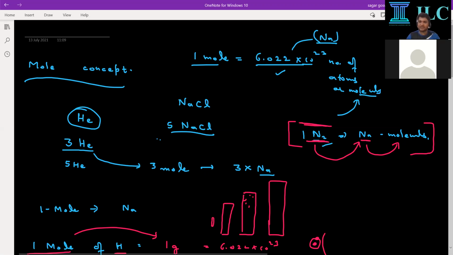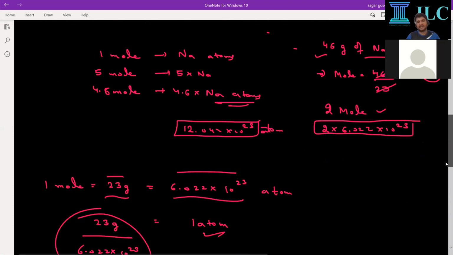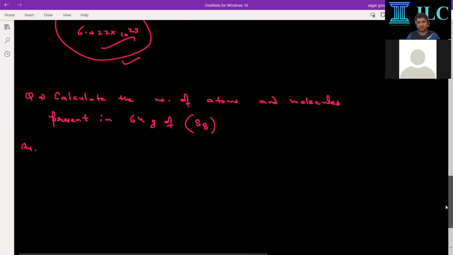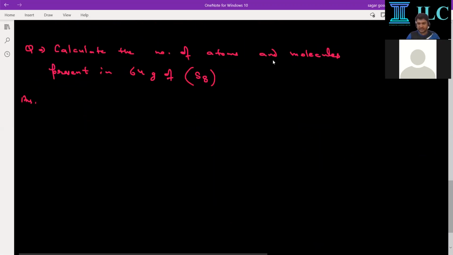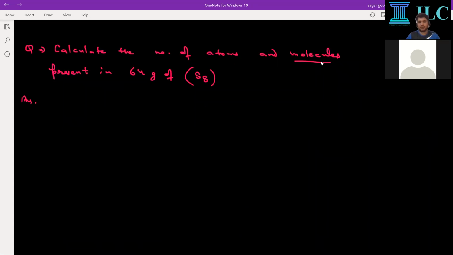Okay, so whenever there is a molecule, you will get the molecules, not the atoms first. So firstly, you will get the molecules by the nature because it is S8.